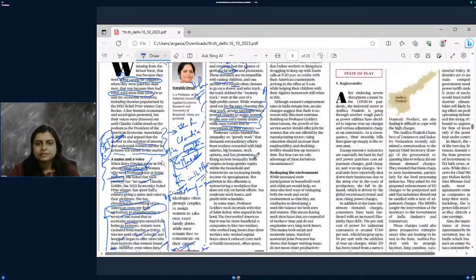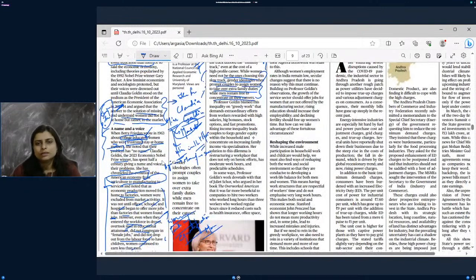Professor Gordon blamed this inequality on greedy work that demands extraordinary efforts from the workers, rewarded with high salaries, big bonuses, stock options, and fast promotions. Now, if you see, Gordon has been very stable, I would say, with her analysis. Why? Because she has not even blamed the other gender, but has said that the work is greedy, that it is demanding extra effort. Had it not been extra effort that is being demanded, there would have been equality of opportunities for all.